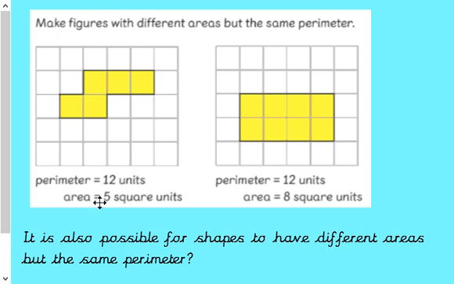So you can see the area here is completely different, but perimeter, this shape here would be 1, 2, 3, 4, 5, 6, 7, 8, 9, 10, 11, 12. And over here, 1, 2, 3, 4, 5, 6, 7, 8, 9, 10, 11, 12. So you can see that our perimeter is the same, but our area is different.